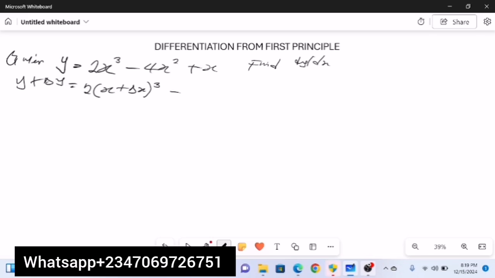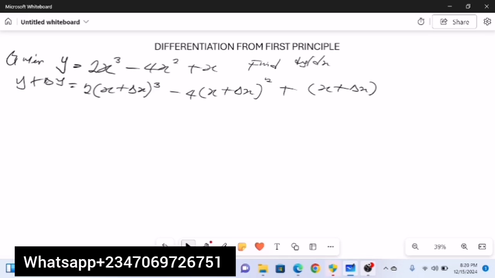Now I have negative 4 here. Now in place of x squared, also increase x by change in x. I'm going to have x plus change in x, then all squared. Again, I have plus x. So in place of x, simply you have x plus change in x. Alright, now what you need to do next is simply what?